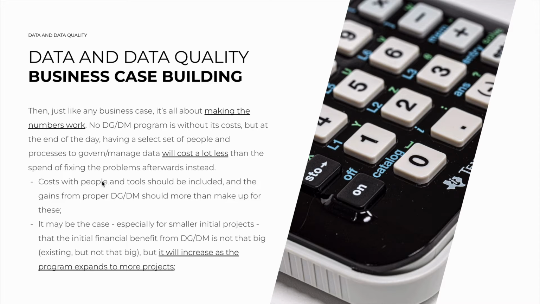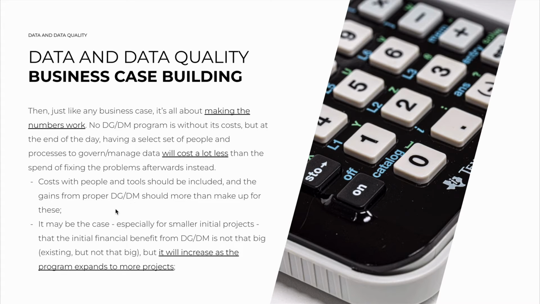So the costs with people and tools should be included. And also, on the other hand, the gains from proper data governance or data management. And these should more than make up for these. For example, it may cost $10,000 to fix a bad dataset, but the costs of regulatory fines or technical restructuring could be $100,000 or even more. That's an example. Whatever the cost you have with people and tools should be a fraction of the costs of fixing all of these the conventional way.